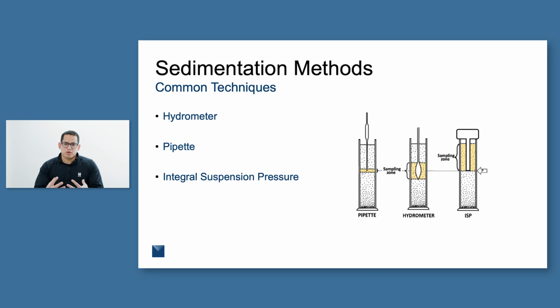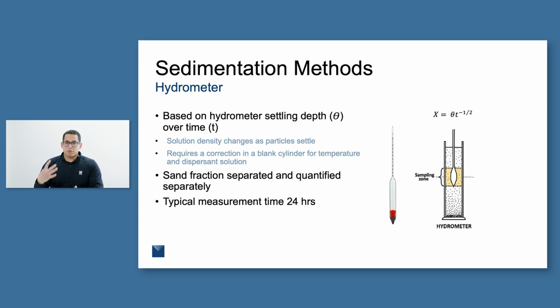And some of those common techniques that are used for measuring that settling time are the hydrometer method, the pipette method, and the integral suspension pressure method. And today we're going to focus on all three methods and the ins and outs and the pros and cons of each method. But it's really important to look at the measurement zone for each of these methods to help you understand what you're measuring, so you can see the measurement zone for the pipette method versus the hydrometer method versus the integral suspension pressure method. So now we'll talk about the hydrometer method.